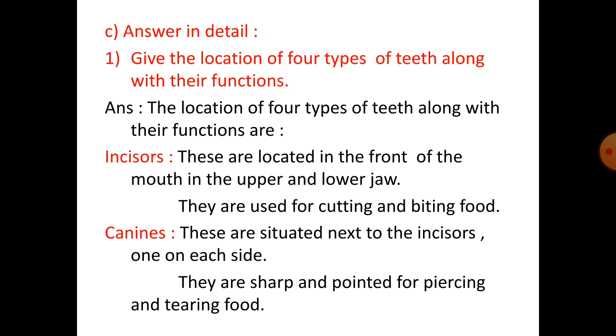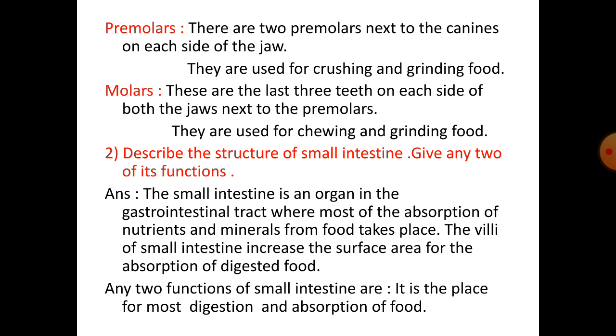C. Answer in detail. Give the location of 4 types of teeth along with their function. The location of the 4 types of teeth along with their functions are: Incisors. These are located in the front of the mouth in the upper and lower jaw. They are used for cutting and biting food. Canines. These are situated next to the incisors, one on each side. They are sharp and pointed for piercing and tearing food.